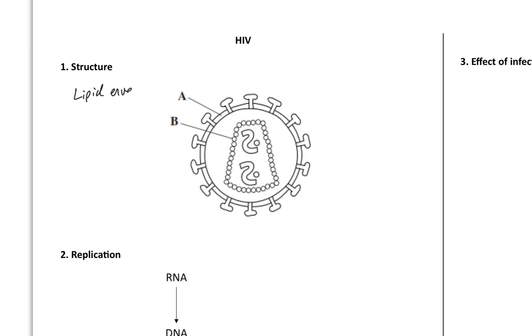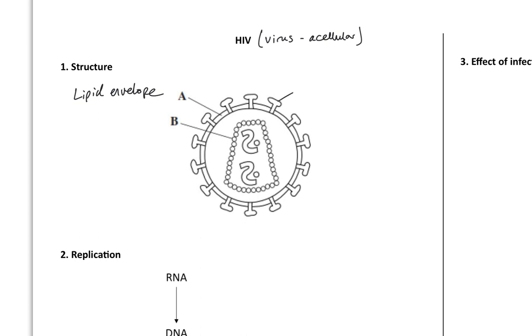Label this up. It's not a cell membrane. It used to be a cell membrane, but it is no longer a cell membrane. This isn't a cell. HIV is a virus, and it is acellular. It's not a cell. It doesn't transfer energy. It is not a cell. So A is our lipid envelope.